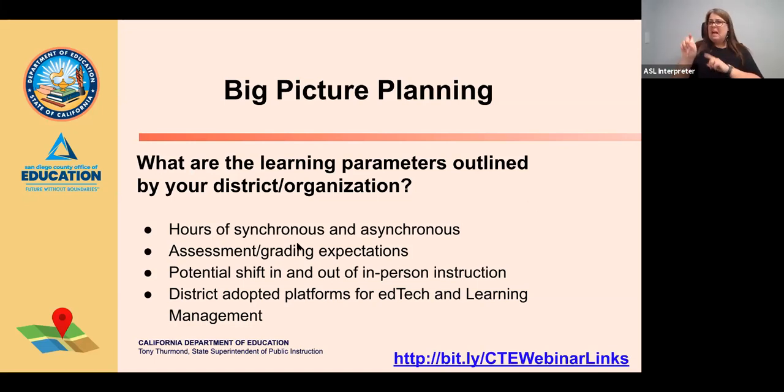And then also just really being thoughtful. A lot of times you don't realize what ed tech tools your district is actually paying for. And so it's important that you look at what your district has, what it has given you, and use those learning management systems, as well as the ed tech tools that are already funded by your district.